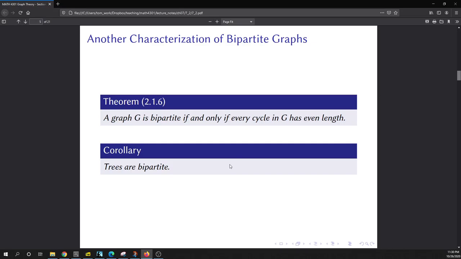You can also think of this as trees satisfy this property vacuously, right? If P or C is a cycle in a tree, then C has even length. Well, there are no cycles in a tree, right? So the first part of the if-then statement is false, and that makes it true, right? Vacuously true. So all trees are bipartite.